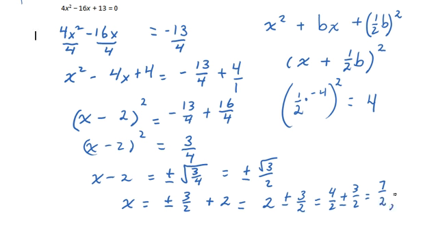And 1/2. So 4 plus 3 is 7, 4 minus 3 is 1. So the two solutions are 7/2 and 1/2. Could write the 7/2 as 3 1/2, but it isn't necessary.